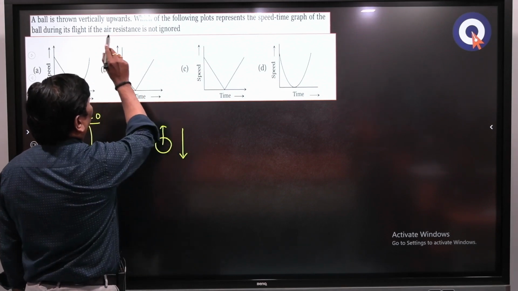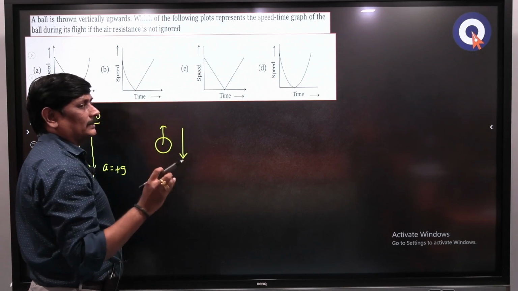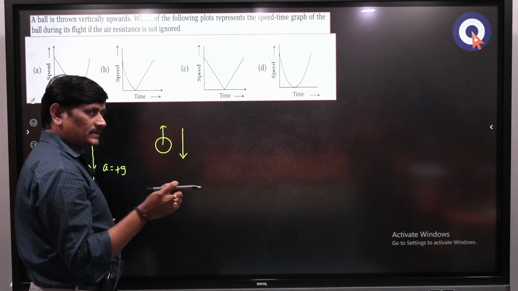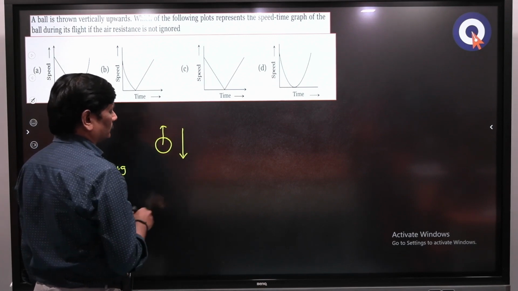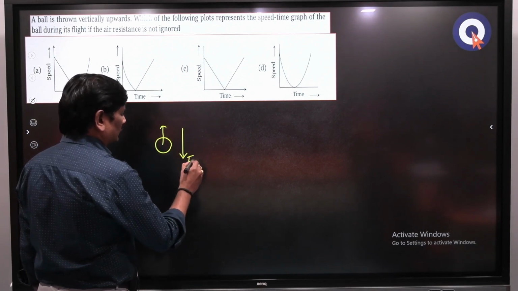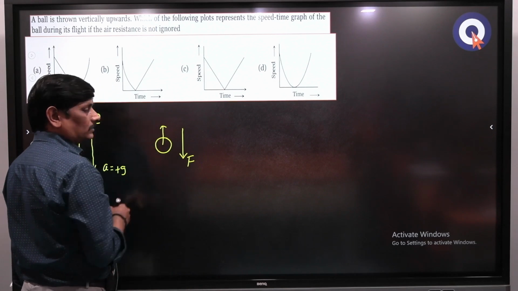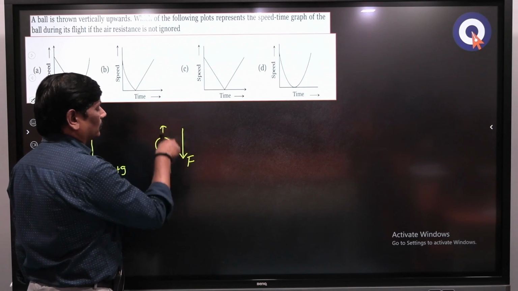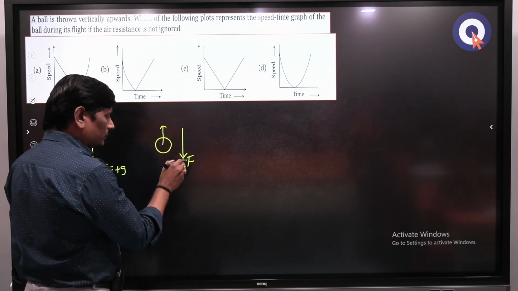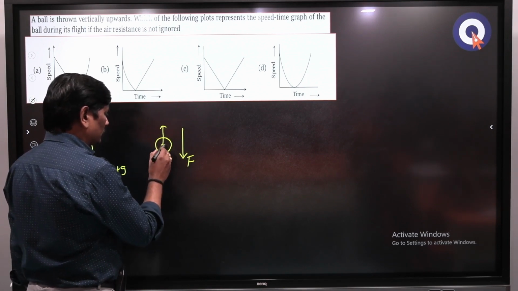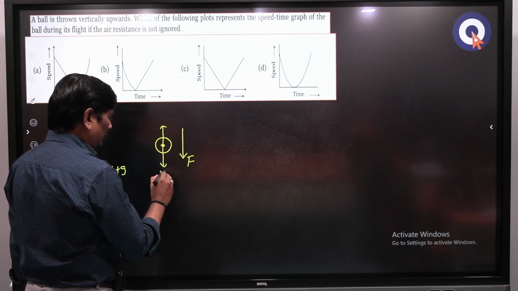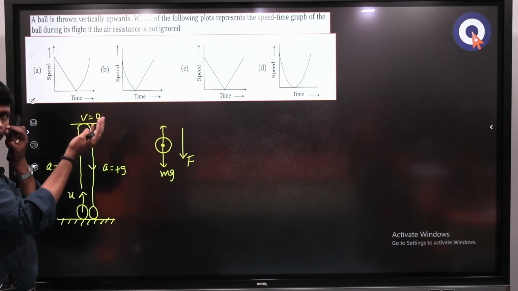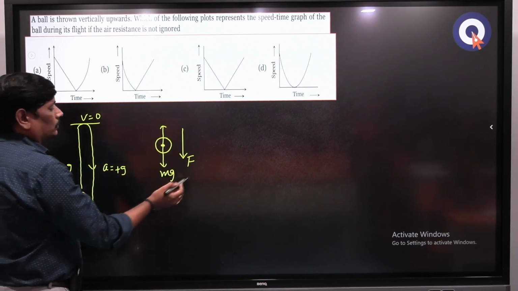Here, air resistance means air resistance force. So, that is a force. That air resistance force acts in a direction opposite to motion. Opposite to motion means when the body is going up, it is acting in the downward direction. Along with this force F, there is mg, gravity, acting in the downward direction. So, for a body moving up, there are two downward forces.